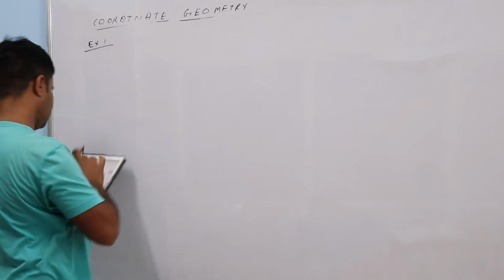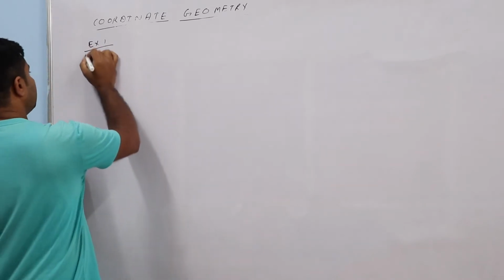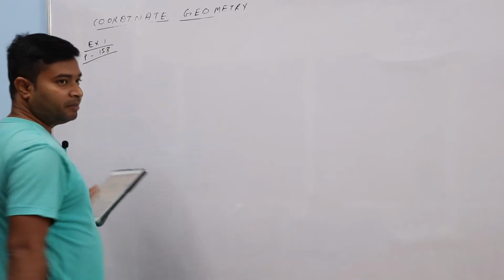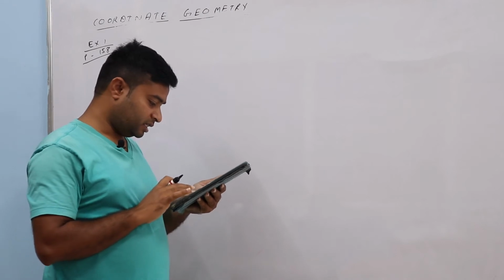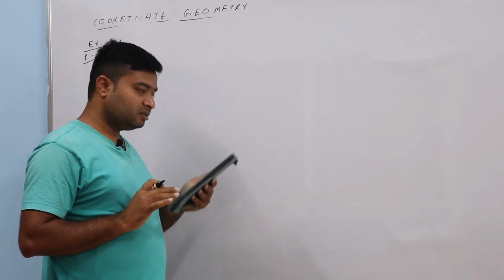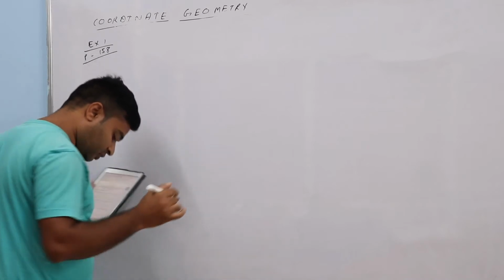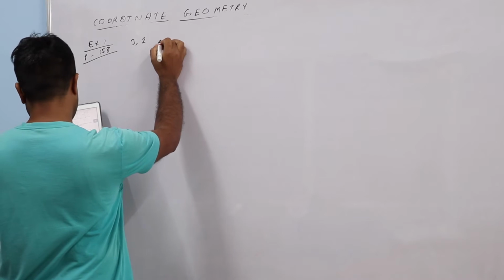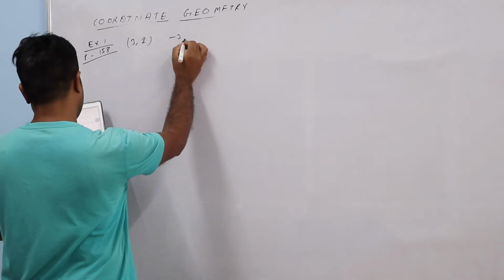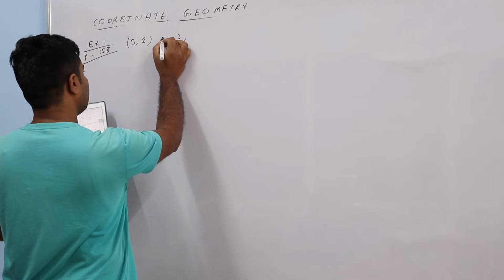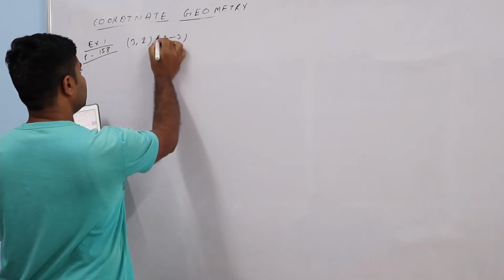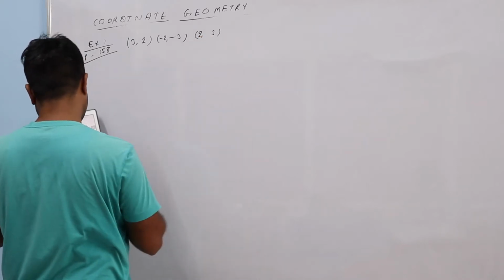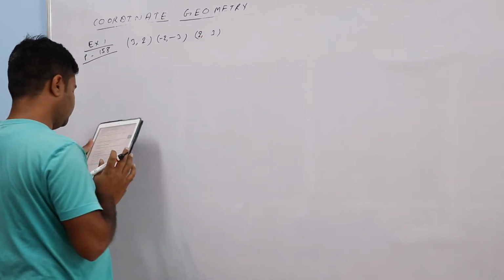Example number 1, page number 158. It asks, do the points, and what are the points? (3, 2), (-2, -3), and (2, 3) form a triangle?